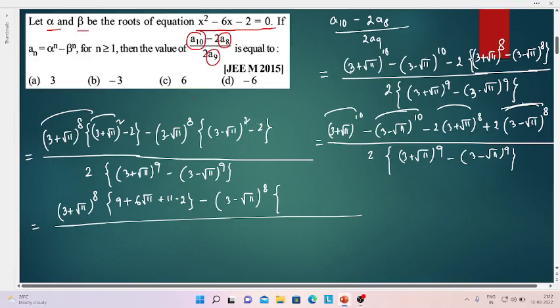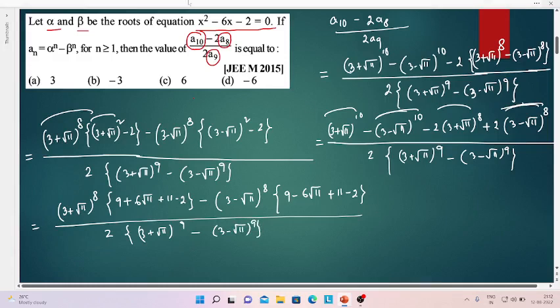So it will be a squared minus 2ab plus b squared. So 3 squared will be 9, minus 2 times 3 times root 11, so it will be minus 6 root 11, plus root 11 whole squared, that will be only 11, minus 2, right? And the denominator part will be 2 times (3 plus root 11) to the power 9 minus (3 minus root 11) to the power 9, right?